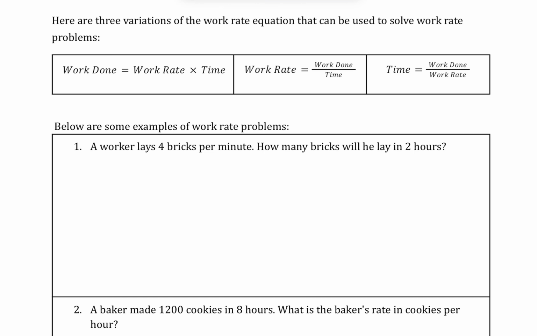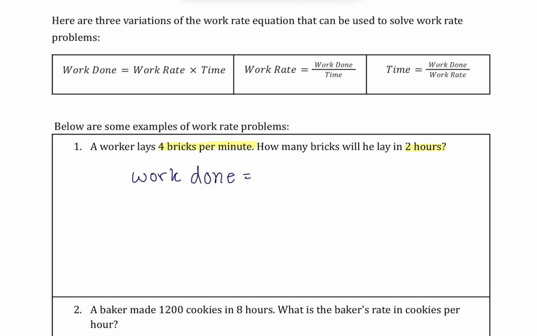So number one here, we have a worker that lays 4 bricks per minute. Again, anytime you see that keyword per, that's indicating a rate. So the rate is bricks per minute. So we're given our rate, and we want to know how many bricks he will lay in 2 hours. So the 4 bricks per minute, that's our rate. The 2 hours, that's our time. We're trying to find the work done, so that's going to be that very first equation. In other words, work done is how many bricks will be laid.